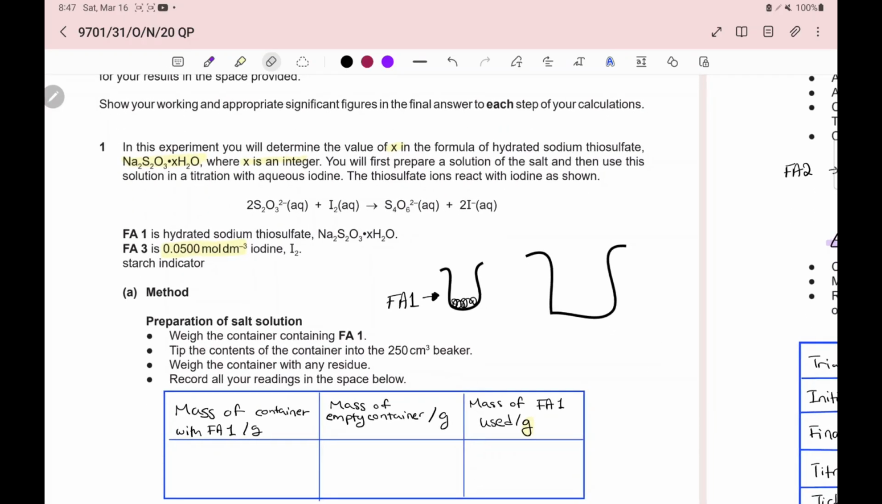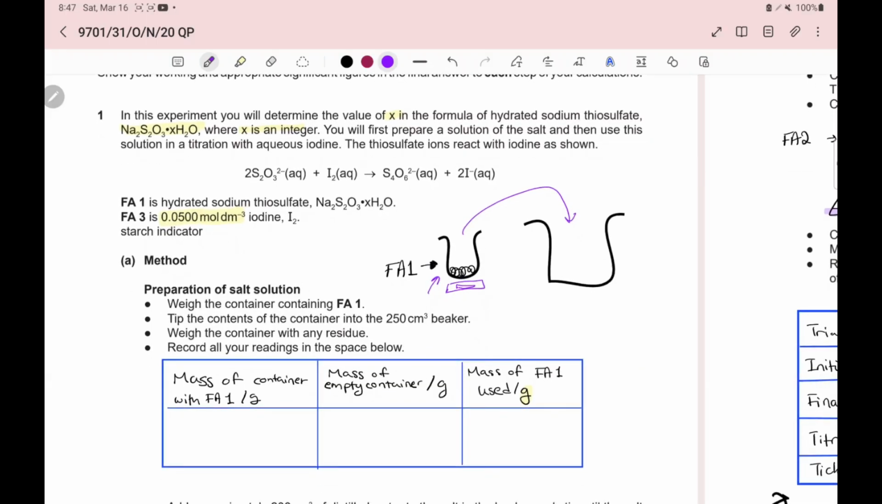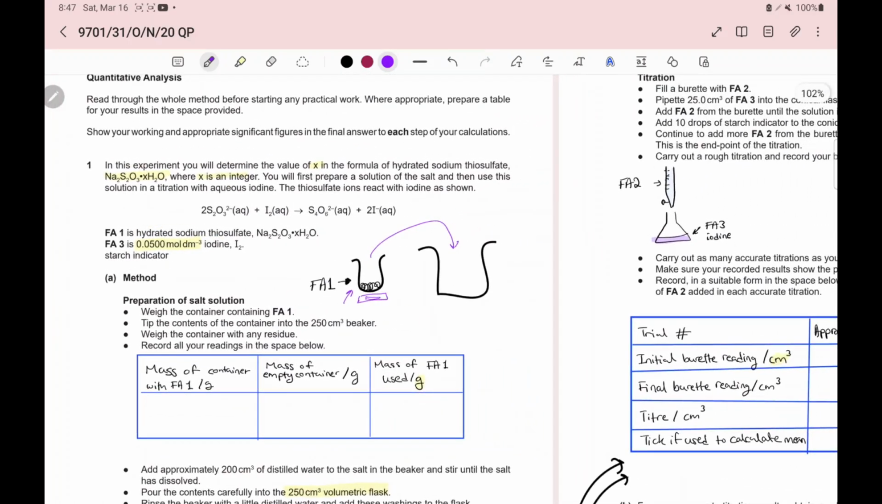We're going to prepare the salt solution. We're going to weigh the container containing Fa1. So we have this container with Fa1, and then we're going to get the mass of that. Then we're going to dump all that content into a 250 centimeter cubed beaker, and then we're going to reweigh this original container again, and that will give us the mass of Fa1 used in this experiment. So we're just going to subtract it, right?